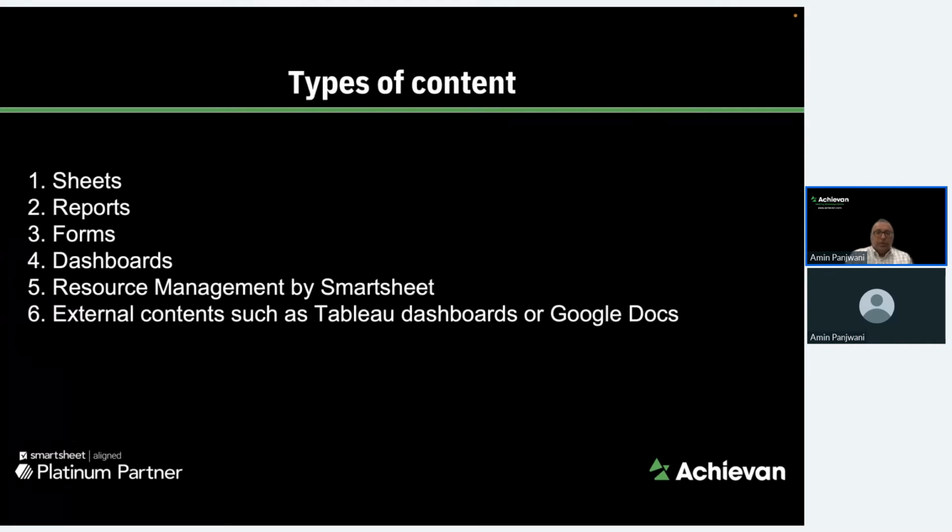Okay. All right, so what are the types of content that you can have in a Workapp? Of course, your standard Smartsheet content like sheets, reports, forms, and dashboards can all be added into a Workapp. We can also add resource management views and reports by Smartsheet. So for those who use Smartsheet resource management, there's the ability to add that content as well. And then we can add web content or external content, such as dashboards in Tableau or Google Docs or others as well. And we'll take a look at an example of that today.